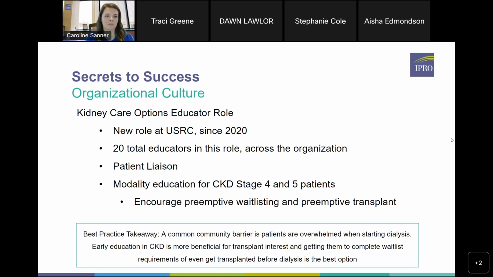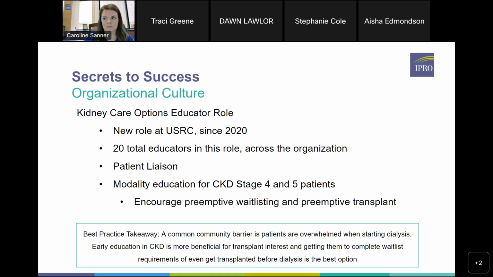So our culture in Orange is the first thing I really want to talk about. As far as myself, I was originally in Orange a home nurse. So I did PD and home hemo, and also did the transplant back then for the clinic also. But my new role, which I've been in for about 2 years, going on 3 now, is a kidney care options educator for U.S. Renal Care.